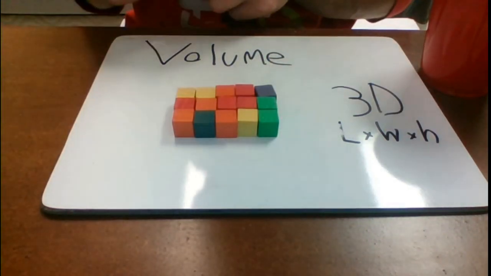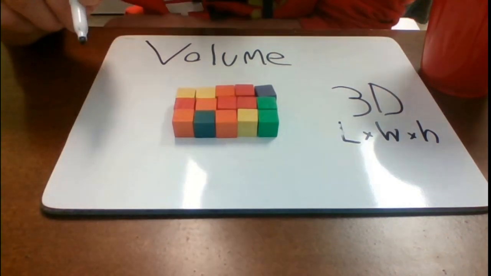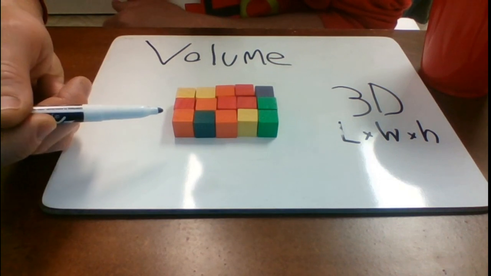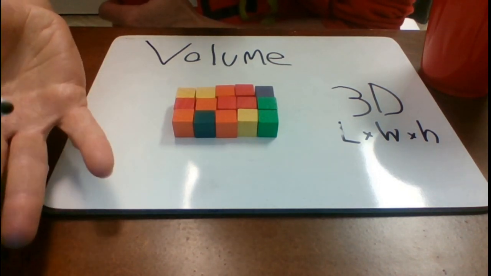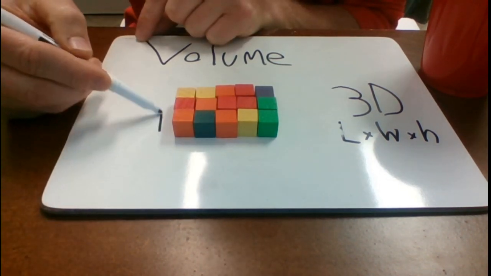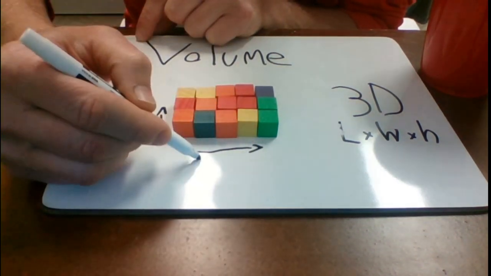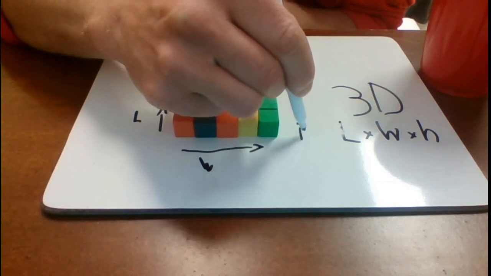Okay, we're going to find the volume of this shape right here. What do we need to do? Well, we need to find the length, the width, and the height.